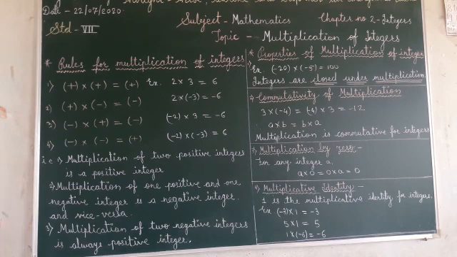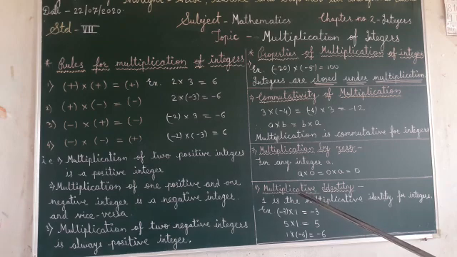Similarly, if you multiply 0 by an integer, or any integer a into 0 or 0 into a, you always get the answer 0. If you multiply any number by 0, you always get the answer 0.